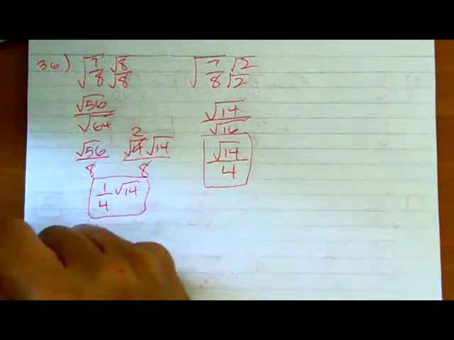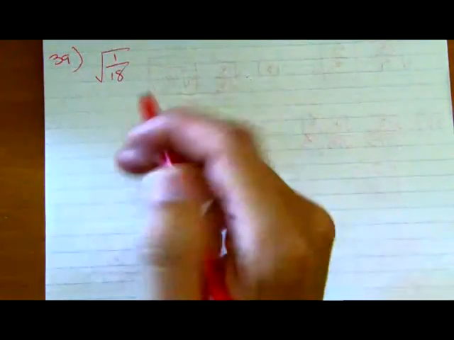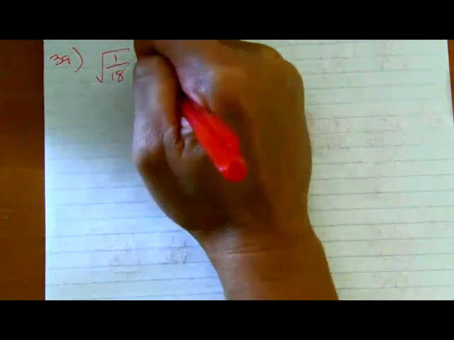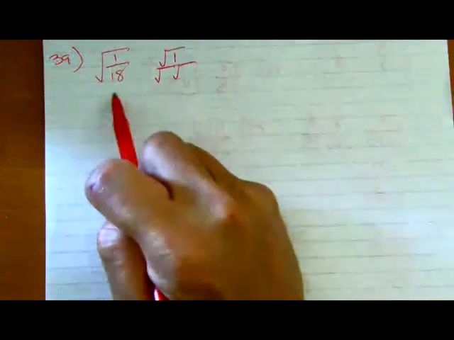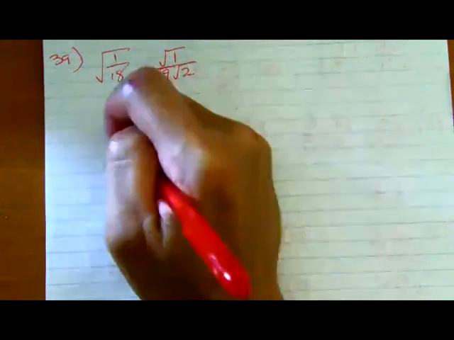39. 39 says square root of 1 over 18. Okay, another way to look at this, I could simplify the 18 into 9 and 2. The square root of 1 is 1. Square root of 9 is 3.